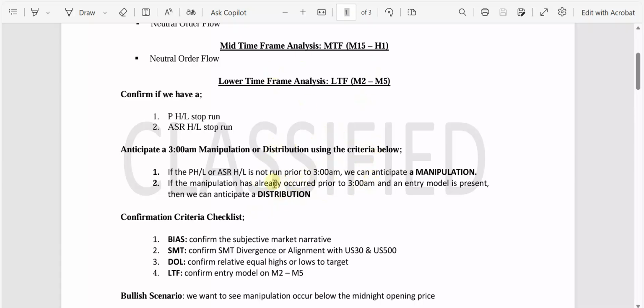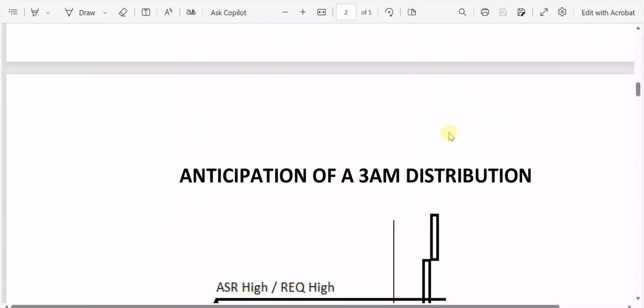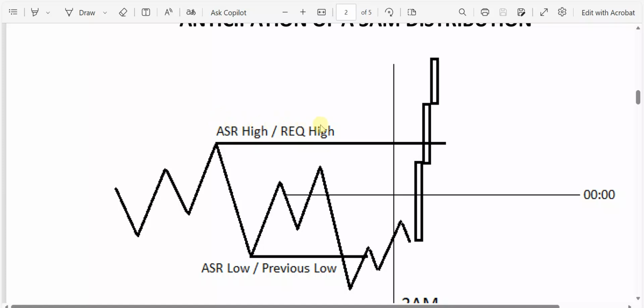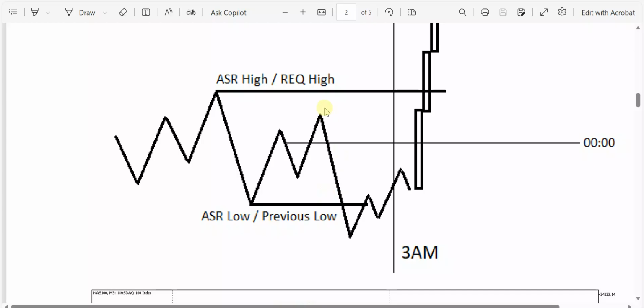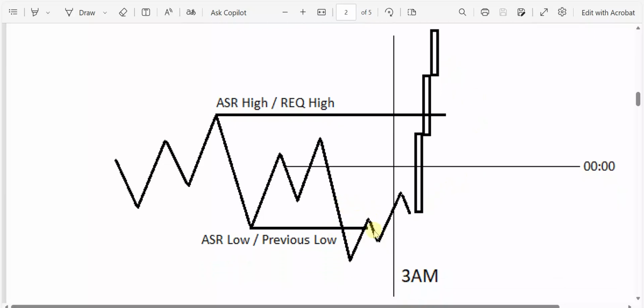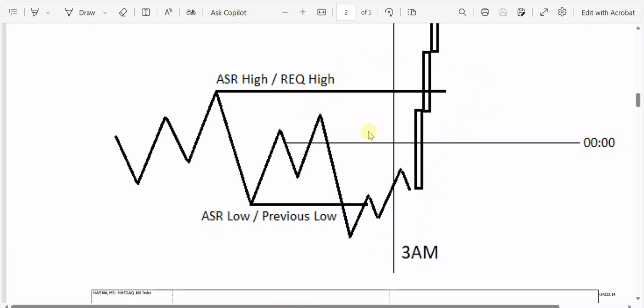So maybe I can show an illustration for the distribution. Anticipation of a 3 a.m. distribution. Here, that is my Asian session range high, and that is my Asian session range low, or it could be a previous high or low. Notice price manipulated. When I say manipulation, there's a stop run. Price took out this Asian session range low, which is a manipulation, and this happened before the London Open, which is 3 a.m. So at the London Open we can anticipate a distribution, and you can see price distributing because we already had that manipulation before the 3 a.m. London Open. So I think this makes perfect sense.